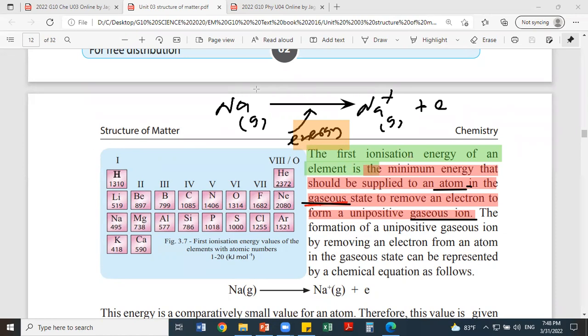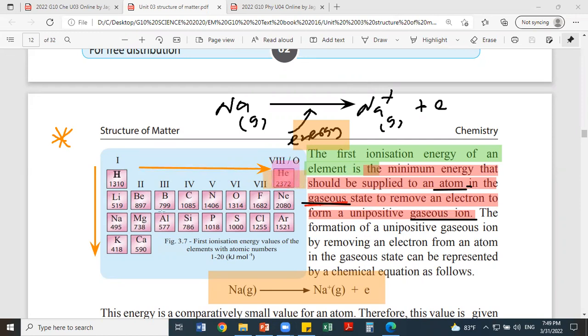This ionization page is very important. The graph you should know, the unit of ionization. The same thing I have given in the textbook here. You should know how to write the chemical equation for the ionization. You should know the definition of ionization energy, how ionization energy changes across the period and down the group, which element has the highest ionization energy, which is helium here, and which has the lowest, that is potassium here. Those things you should know.